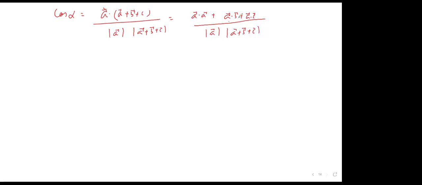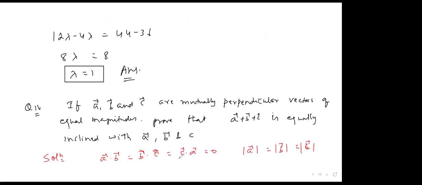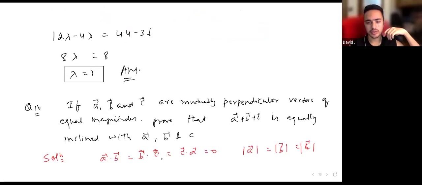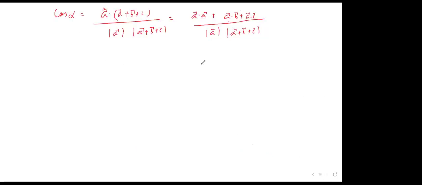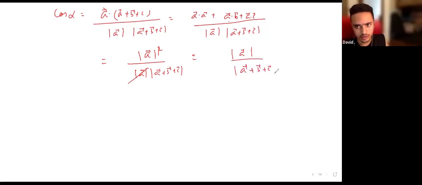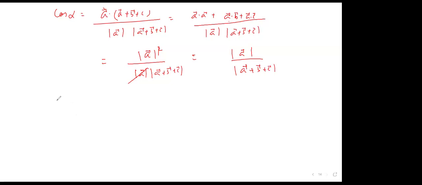See, A dot B and A dot C are 0. It's been given. A dot B, B dot C, C dot A, these are 0 because they are perpendicular. And A dot A is what? A dot A is magnitude of A square. And this is magnitude of A plus B plus C. This will be cancelled out, so we get magnitude of A upon magnitude of A plus B plus C.